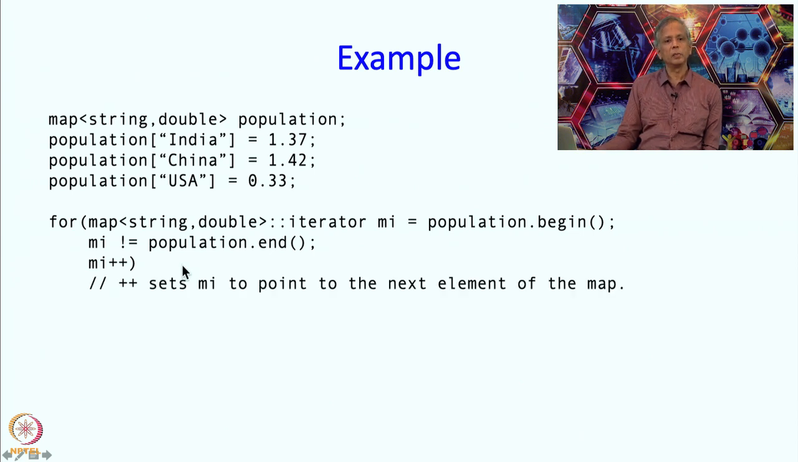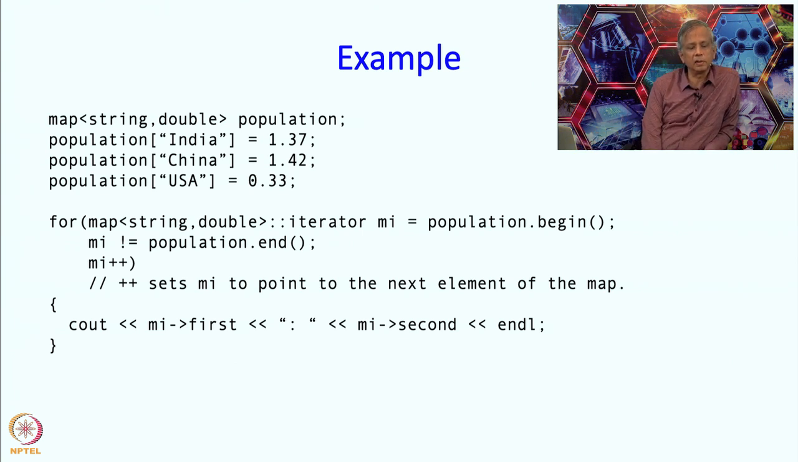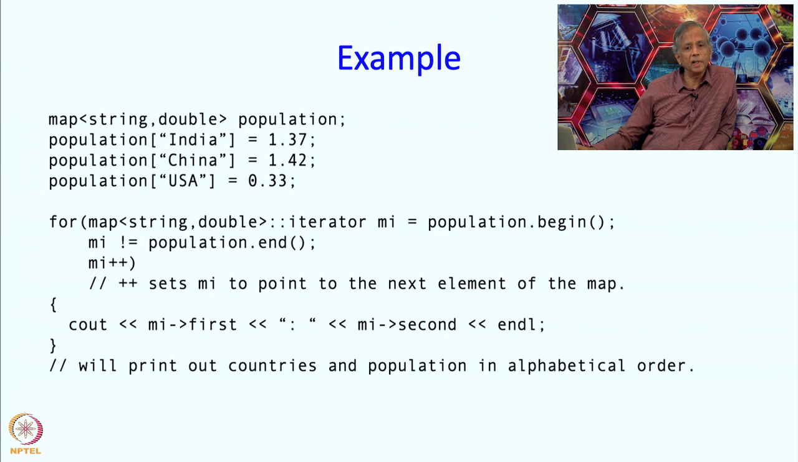Okay? So maybe inside the body, we are just going to print things out. Whatever the iterator is pointing to, the first element, the country, we will print, and then we will put a colon and print the second value. Okay, that's it. So what should this do? Well, you would think that they should print out the countries and their population, and that is indeed what happens, but there is something further nice that happens.